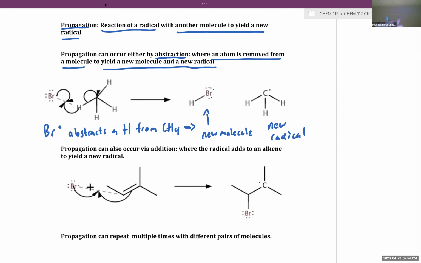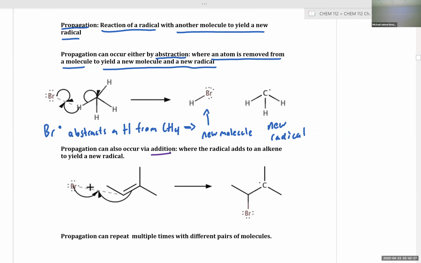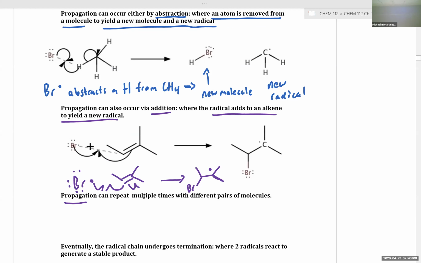Propagation can also occur in an additional process via addition, where the radical adds to an alkene to yield a new radical. So let's redraw this below. So we have our radical and we have our alkene. We're forming a new bond and a new radical. So these are the two ways where propagation can occur. And the key thing I want you to keep in mind, propagation can repeat multiple times with different pairs of molecules.